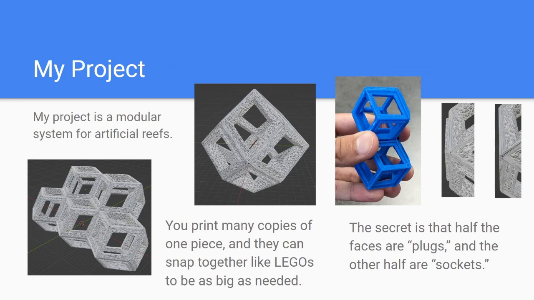So it's a modular system for artificial reefs. You print a bunch of copies of one piece that is designed to fit into itself and snap together like Legos. The secret behind that is that half the faces are plugs and the other half are sockets. And they are arranged in such a way that they can be combined together infinitely and in a bunch of different configurations, so they can tile forever.